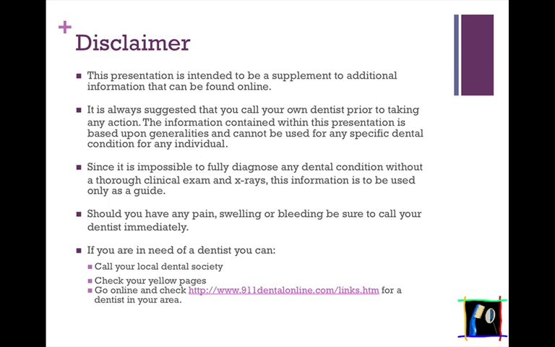Now, it's very important, so pay attention. Should you have any pain, swelling, or bleeding, please be sure to call your dentist immediately. Those are what we in dentistry call true dental emergencies.